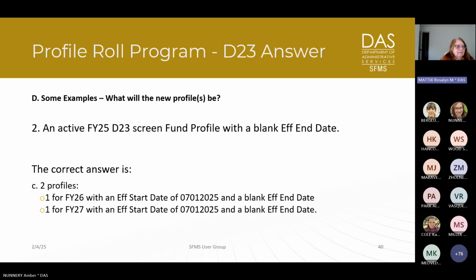So for the active FY25 D23 screen fund profile with a blank effective end date, the correct answer is it will have two profiles, one for FY26 with an effective start date of 7/1/2025 and a blank effective end date, and one for FY27 with an effective start date of 7/1/2025 and a blank effective end date. Next slide, please.